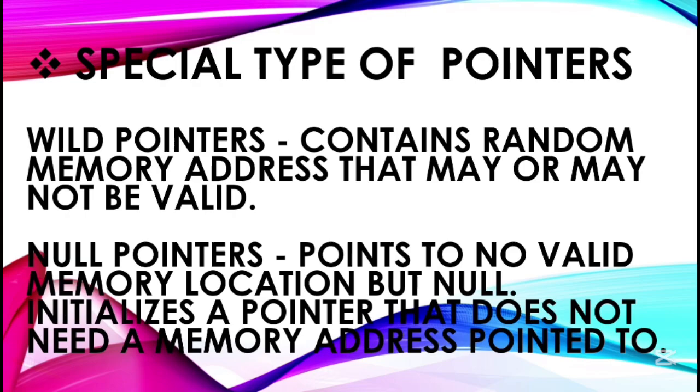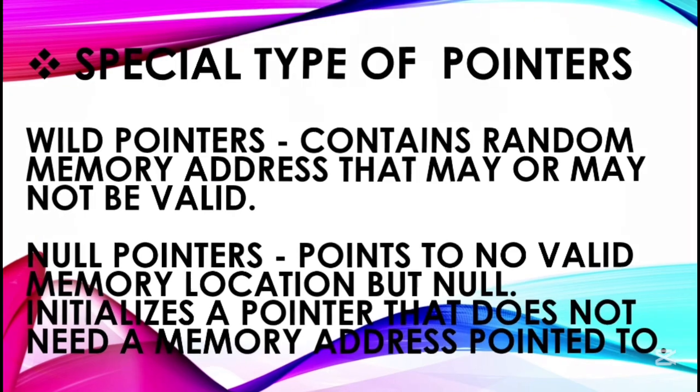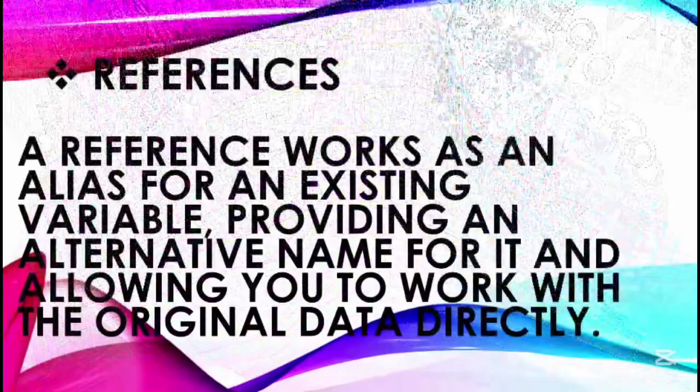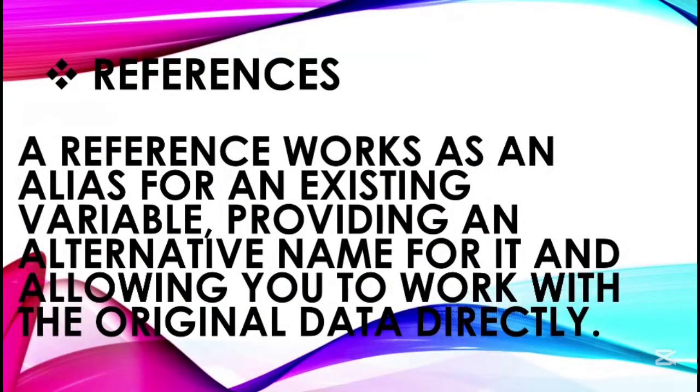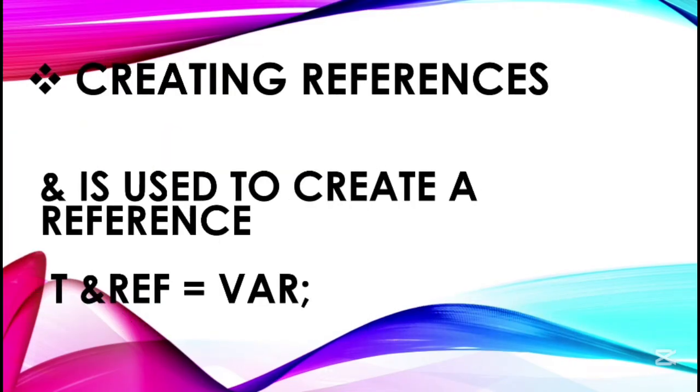Special types of pointers: we have the wild pointers and the null pointers. We have the void pointer. Next is reference. A reference doesn't hold a separate memory address like a pointer.